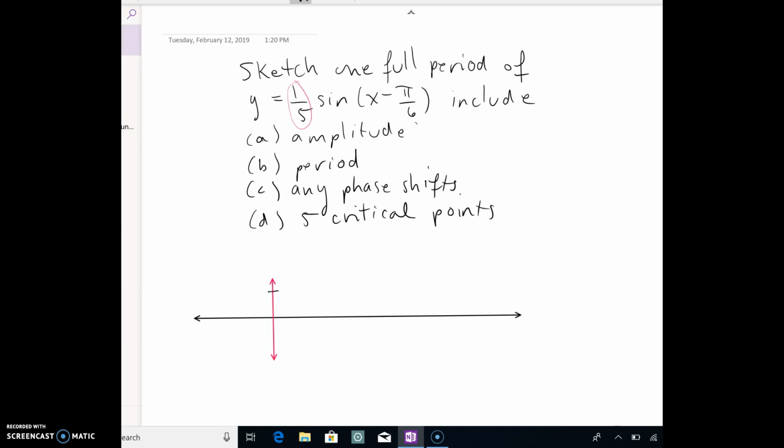Which means that instead of bouncing back and forth between 1 and -1, now we're going to bounce back and forth between 1/5 and -1/5. So we're done with the amplitude. We have an amplitude of 1/5.